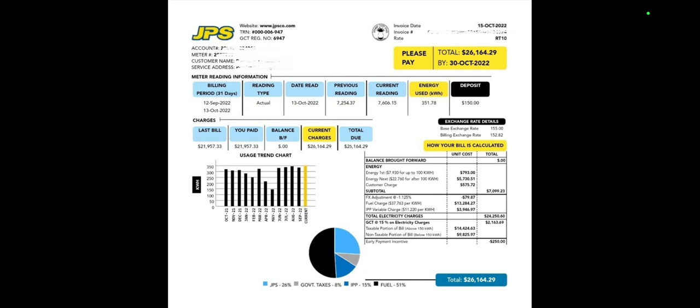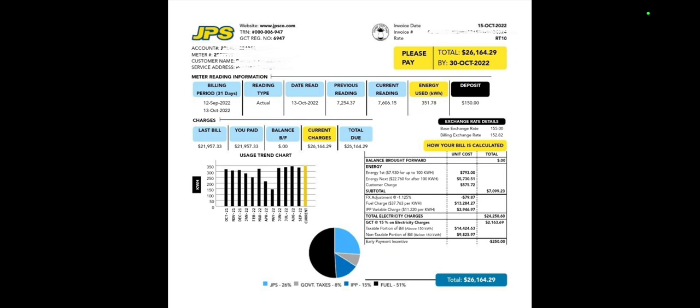Okay, let's go below that where you have "please pay" and you see the total. This is the total amount that is currently due or owed to JPS, and you see "by" and a date. Whatever the total is, that is what you should pay by that specific date. If you don't pay it on that date, after that date the bill will be overdue.